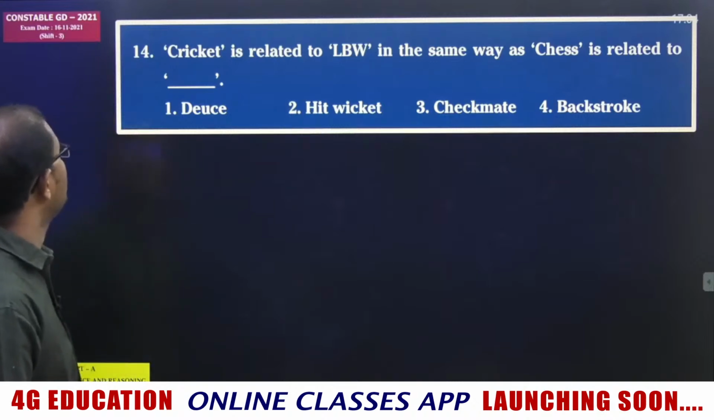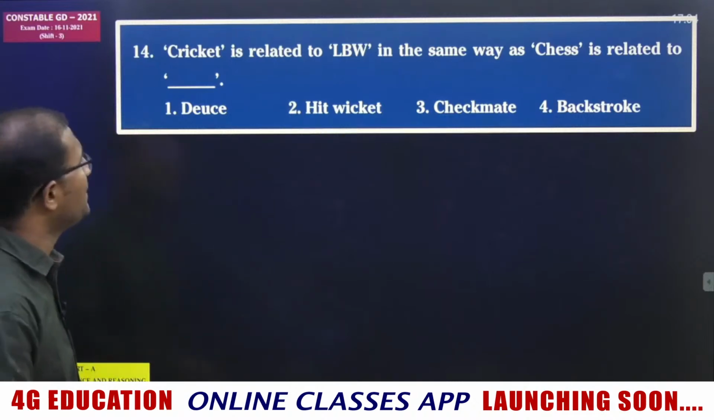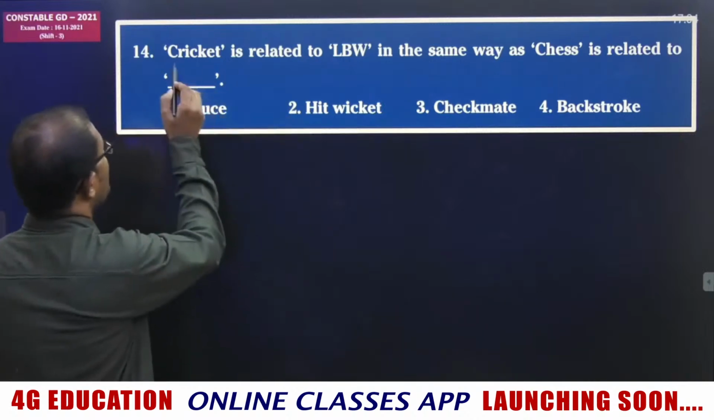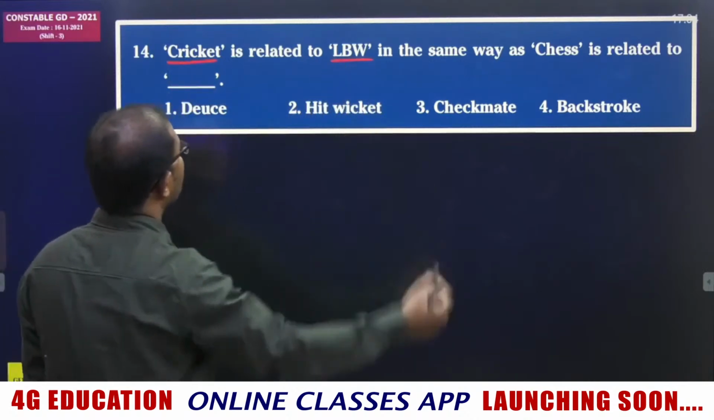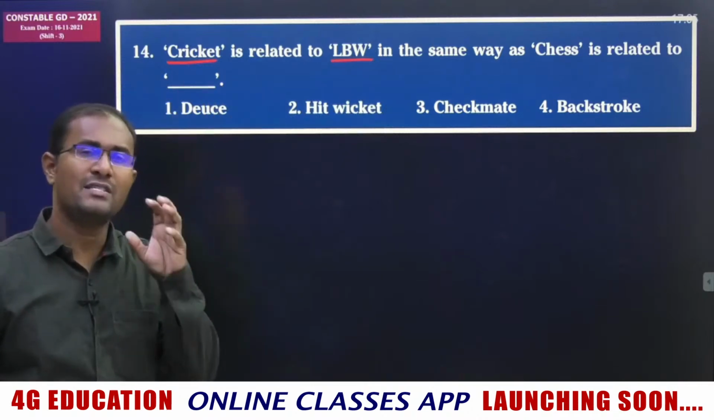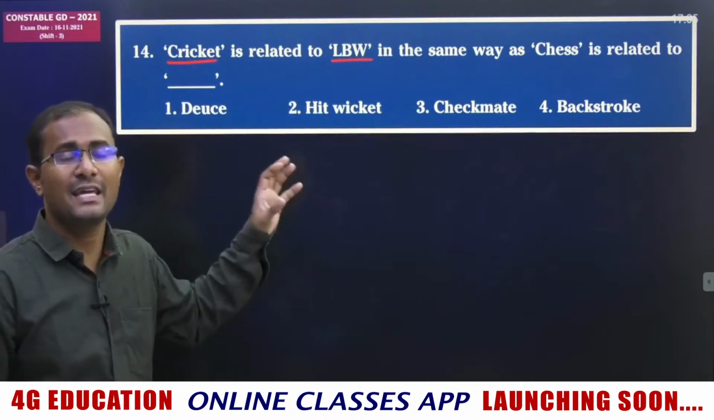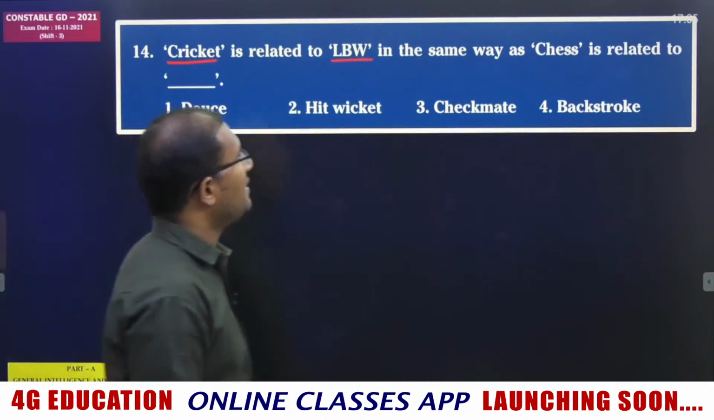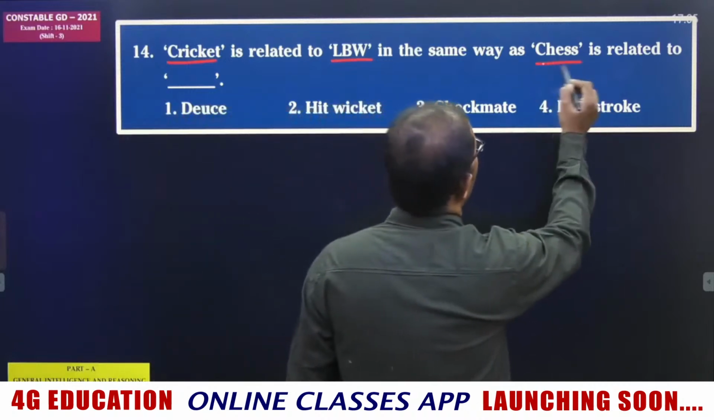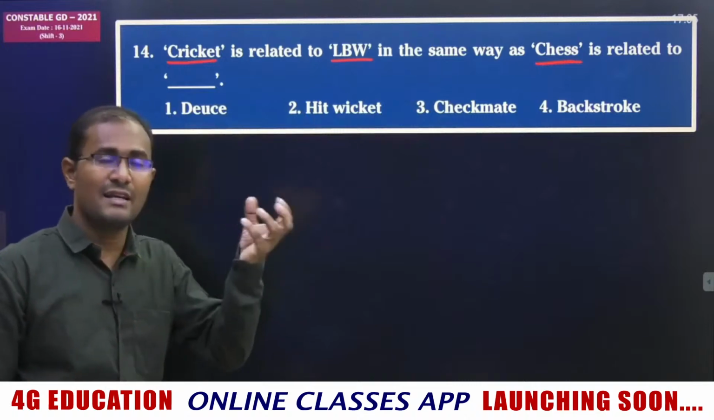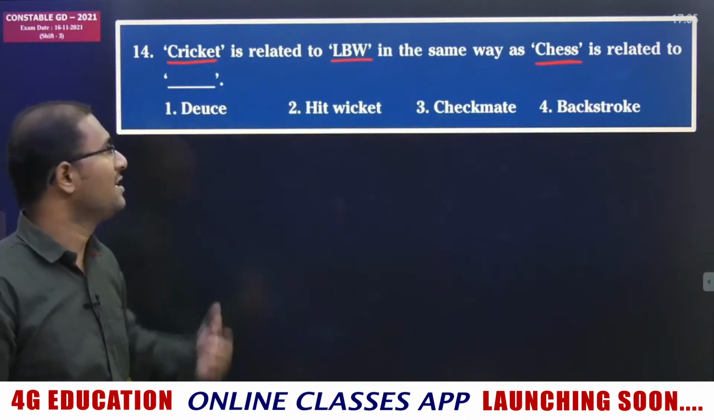Now 14th question. Cricket is related to LBW. Again from analogy, a direct analogy question is given. So cricket is related to LBW. LBW is a word which we use in the game of cricket. Next, in the same way, chess is related to, so for the word chess, we have to pick the related word from the options.